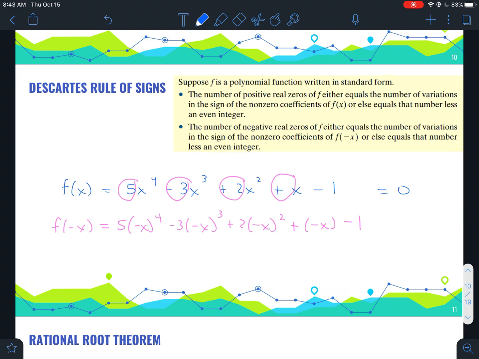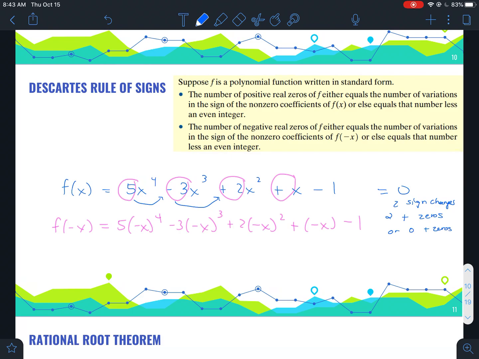So notice how many sign changes did we have on this first one? We had 1 sign change, 2 sign changes. Well, that's it. So this had 2 sign changes. So it could have 2 positive real zeros, or less an even integer. Or it could have 0. So it could have 2 positive zeros or 0 positive zeros.